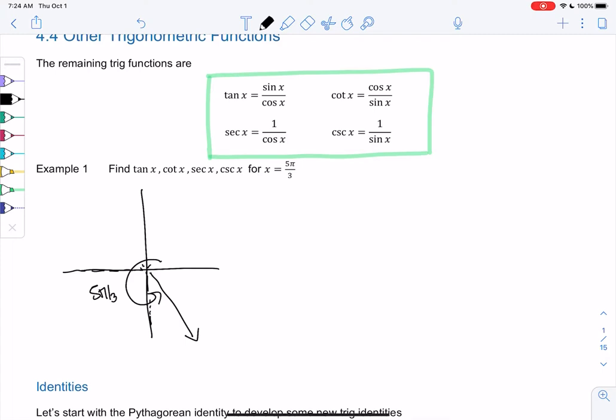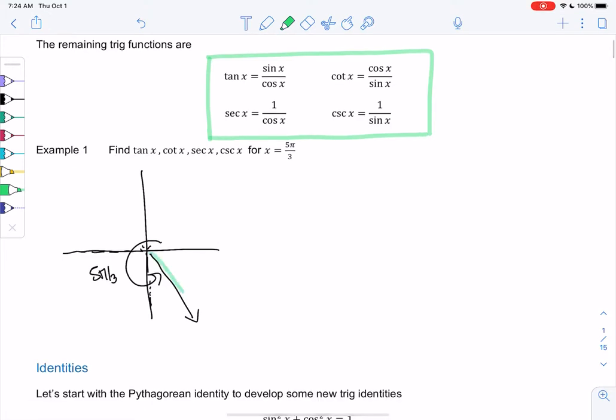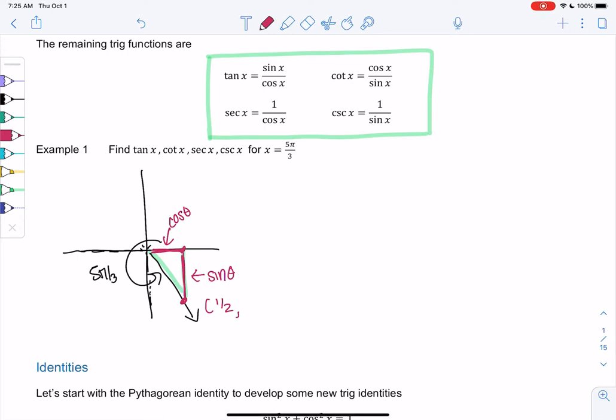5 pi over 3. So I'm going to draw that sine-cosine triangle, and then we can find the others in relationship to that. So let's see. We make a triangle. Remember, cosine is left and right, and it's the short side, and then sine is up and down. I like that trick with the short side and the long side. So the short side is 1/2, and it would be positive because it's left and right. And then the long side is √3/2, and it's negative because we're below the x-axis. So we get 1/2 and -√3/2. And if you have the unit circle, you'll see that as well.